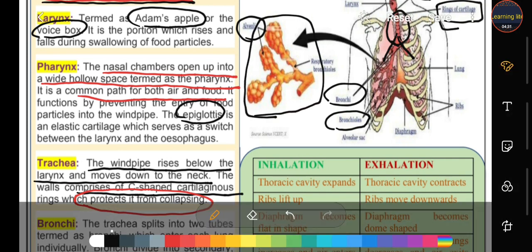And what is the function of alveoli? Students, it increases the surface area. For which? For gaseous exchange. So where does gaseous exchange occur? In the alveoli. What is the function of alveoli? It increases the surface area for the process of respiration.